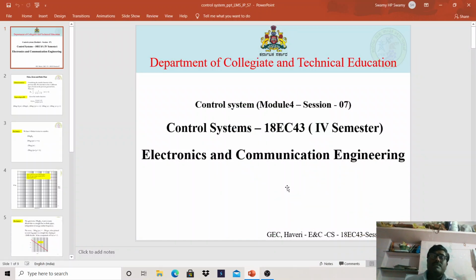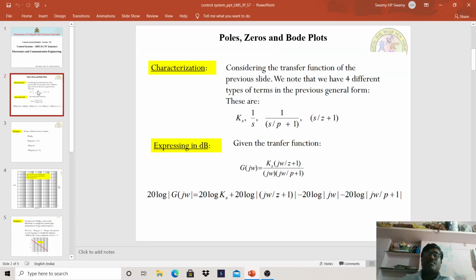Now I will start session number 7, that is continuation of Bode plots. I will take an example here. Considering the transfer function of the previous slide, we have to draw the Bode plot for 7 different general forms.